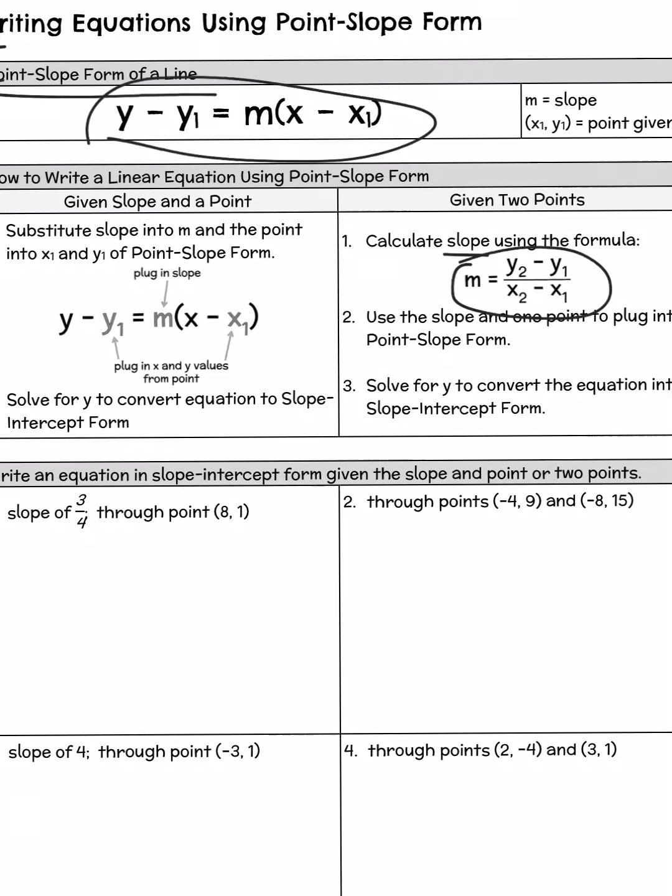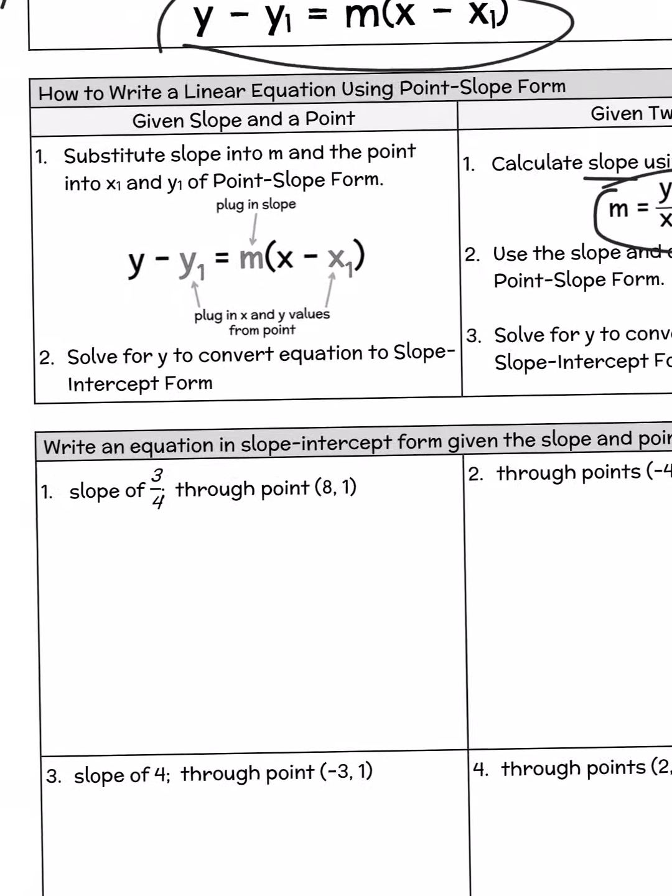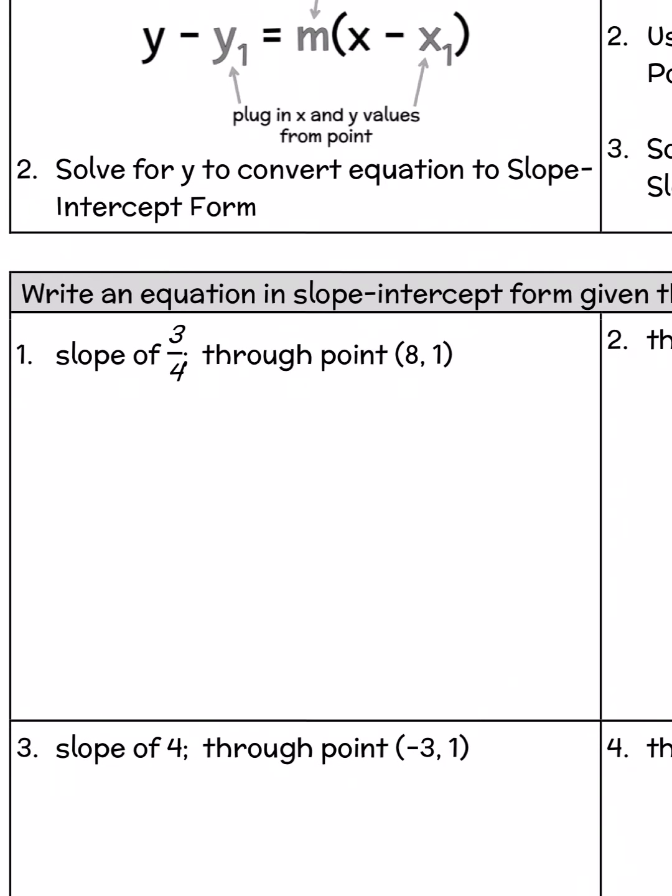So today I want to go ahead and look at writing an equation in slope-intercept form and changing it from point-slope form to slope-intercept. So the first thing is, if I am given a slope of 3/4 through the point (8, 1), I need to write an equation from that.